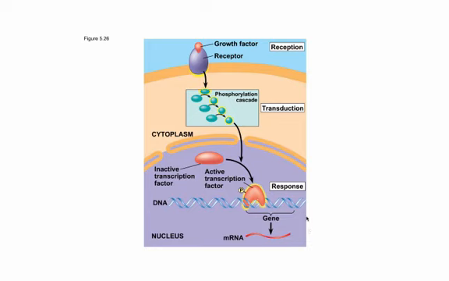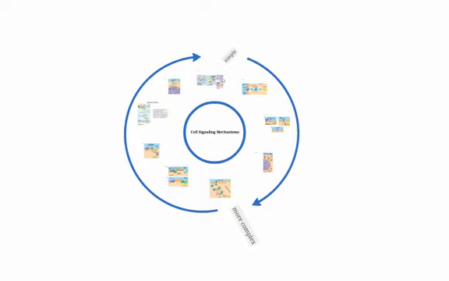And this is a very common type of response. You can imagine if we've got a growth factor, we need genes that are going to cause that cell to grow and divide. And that is an introduction to some common signaling processes in cells.